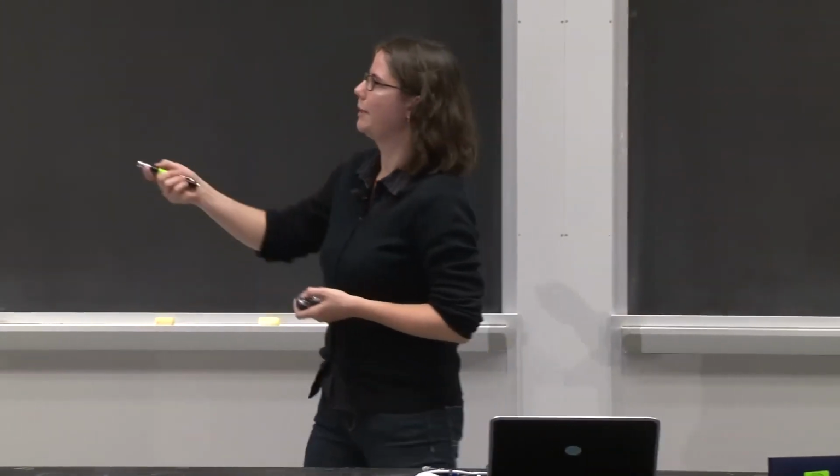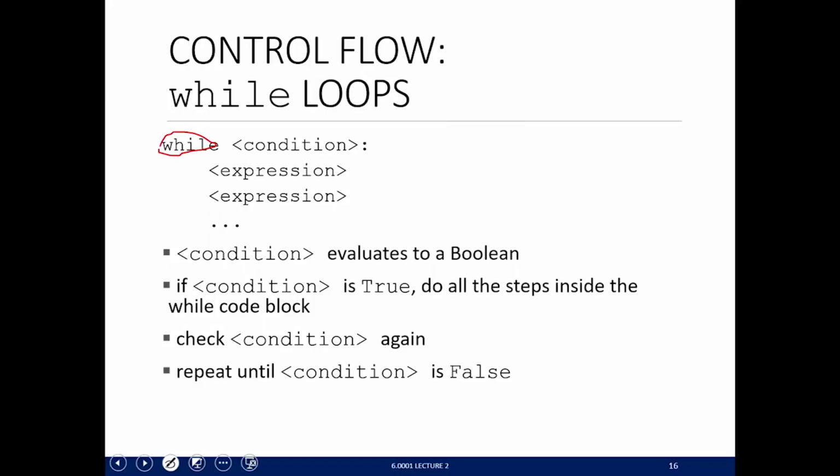Okay? So that's basically how a while loop works. We have while, that's the keyword. The condition is something that gets evaluated to true or false. And once again, we have a code block that's indented, and it tells Python, these are the expressions I want to do as long as the condition is true. So if the condition is true, you evaluate every expression in the code block. When you reach the end of the code block, you check the condition again. If it's true still, you keep doing the expressions, check it again, and so on.